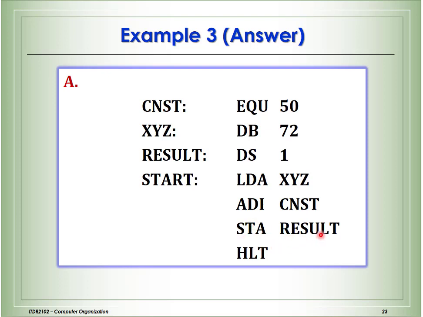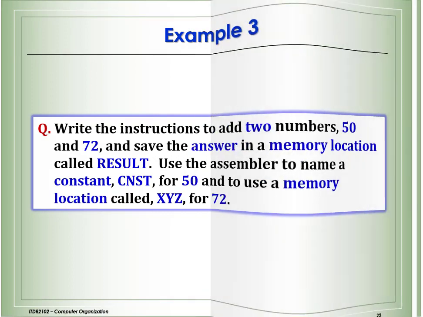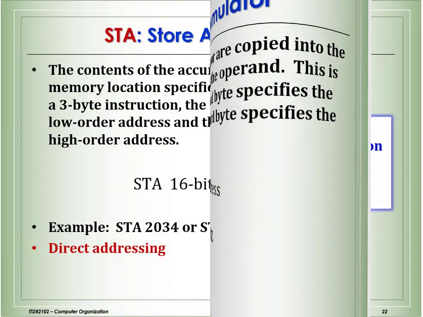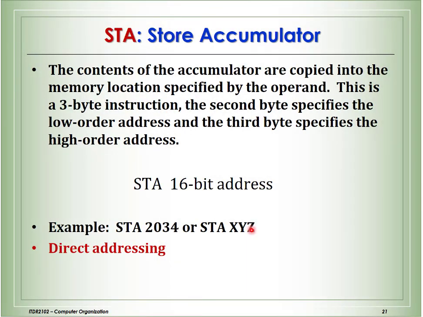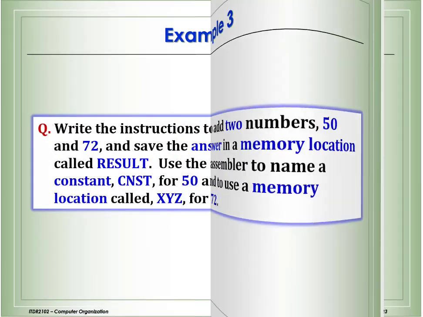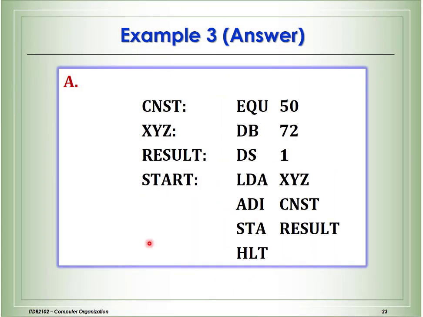stored by store accumulator. So as you see here, the content of the accumulator is copied into the memory location. It means the result will be stored into the memory location, and then we have halt, that is, stop the execution of this program.